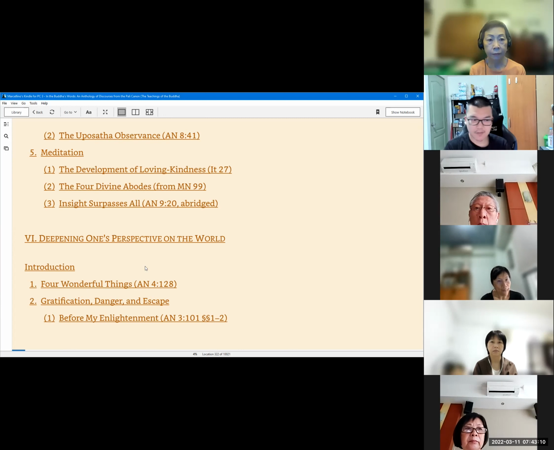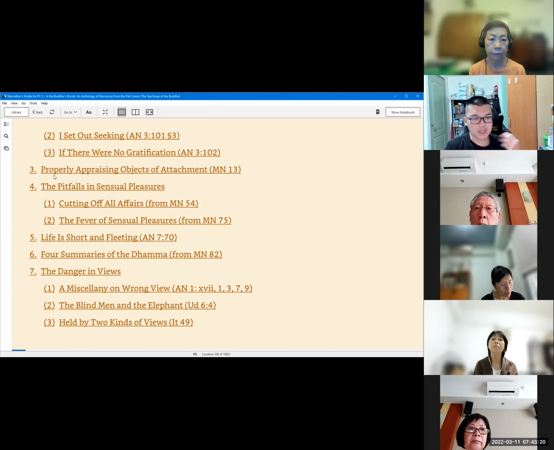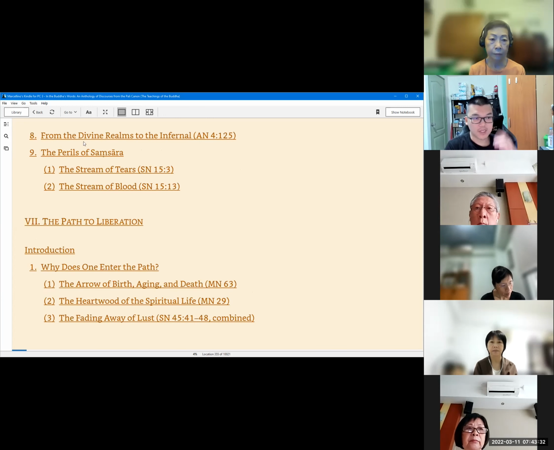and Chapter 6, depending on one's perspective on the world. One of my, I would say, favorite chapters of this book. It starts with intro, four wonderful things, gratification, danger, and escape, properly appraising objects of attachment, pitfalls in sensual pleasures, life is short and fleeting, four summaries of the Dhamma, danger infused. From the divine realms to the infernal, the last one, the perils of samsara.